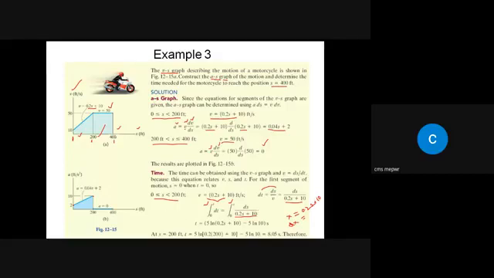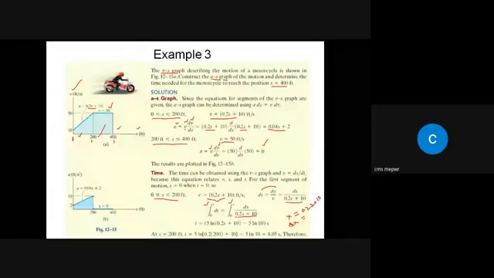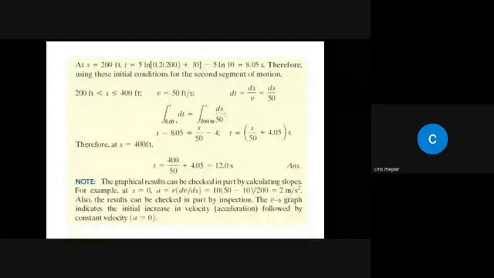Okay, now from here, when you put s is equal to 200 feet, you will get some time, and the time over here is 8.05 seconds. So this 8.05 second will be used for the second range of time, that is when the displacement was 200 to 400 feet. So in the second case the initial time will be 8.05 seconds, right? So at s is equal to 200 feet, t is equal to 8.05 second.